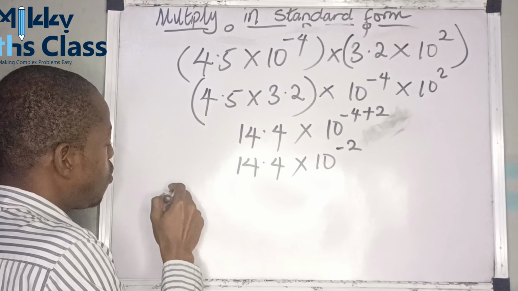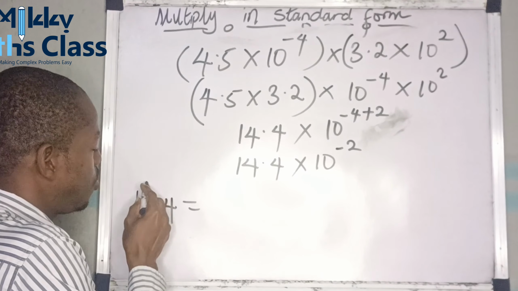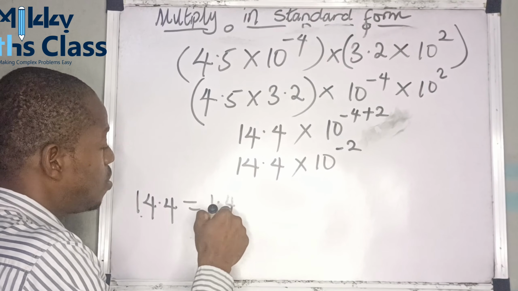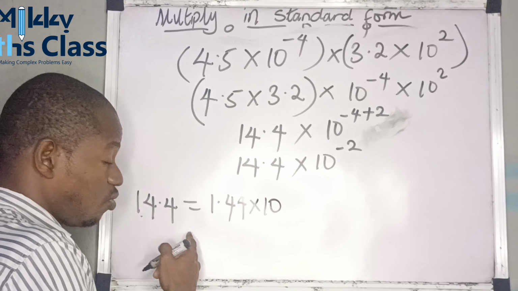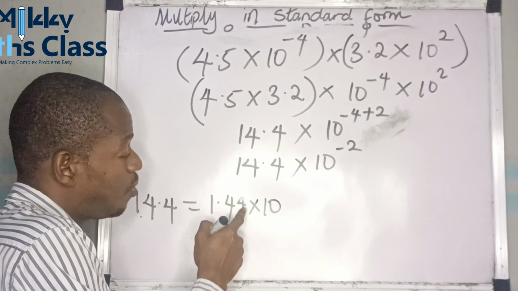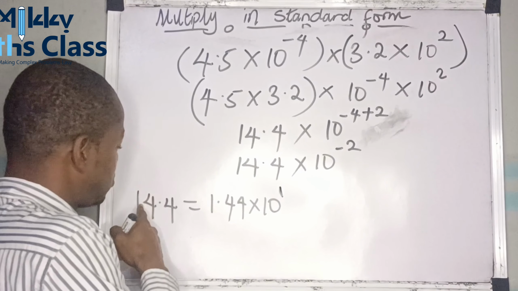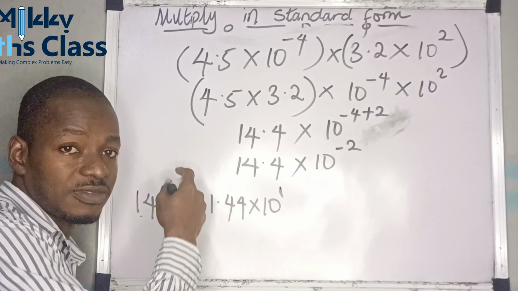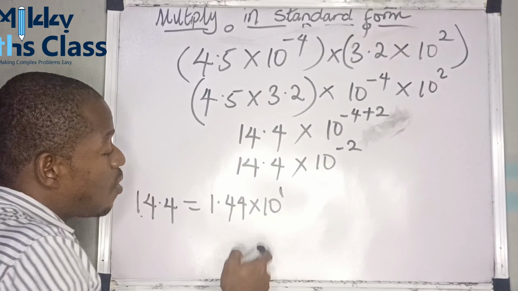14.4 is the same thing as, take the decimal point 1 place to the back. So it becomes 1.44 times 10 to the power of, since you are moving to the back, the power will be positive, 1, and we moved once. If you move twice, it will be 2. If you move 3 times, it will be to the power of 3. But if you are moving forward, the power will be negative.